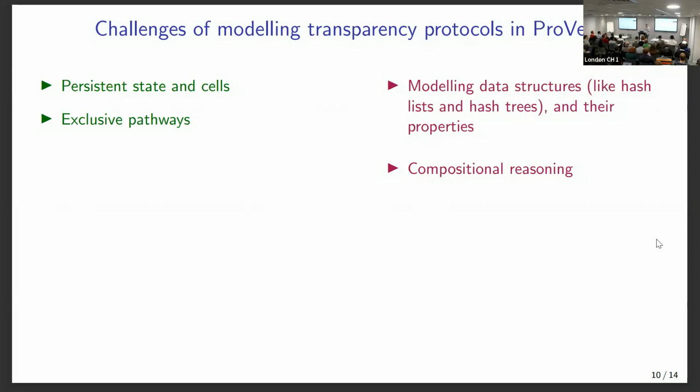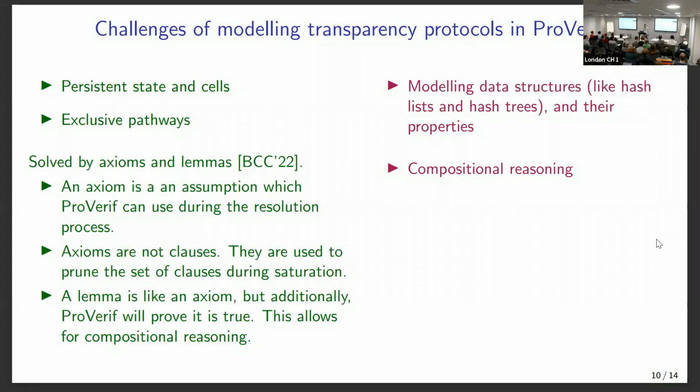And then, of course, modeling these big data structures like Merkle trees. That's another challenge with ProVerif. So over the years, some of these things have been addressed. Like there was this very good work, not anything to do with me, in 2022, where they introduced axioms and lemmas and restrictions in ProVerif.